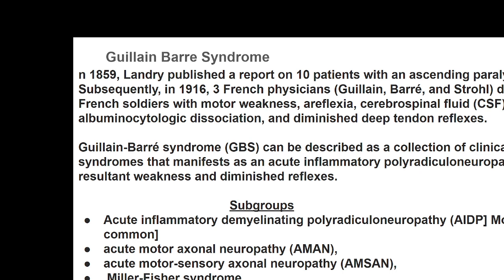Subsequently, in 1916, three French physicians, Guillain, Barré, and Strohl, described two French soldiers with motor weakness, areflexia, and cerebrospinal fluid albuminocytologic dissociation, where there would be a higher protein content in the albumin, and they described the pathology, and hence that name continues as Guillain-Barré syndrome. Guillain and Barré are the two names of the scientists who documented and established that.